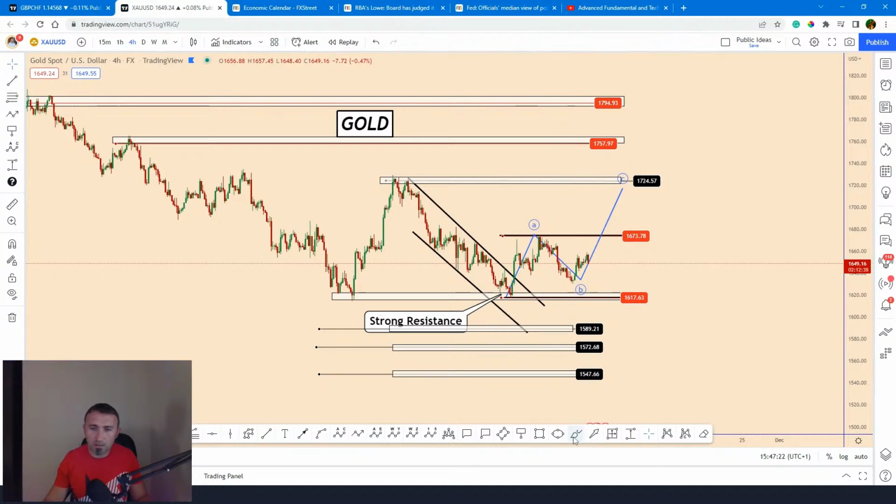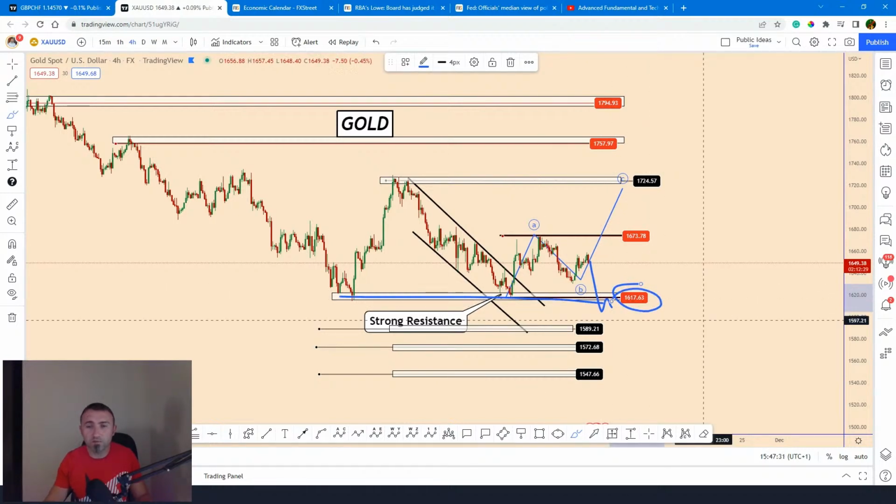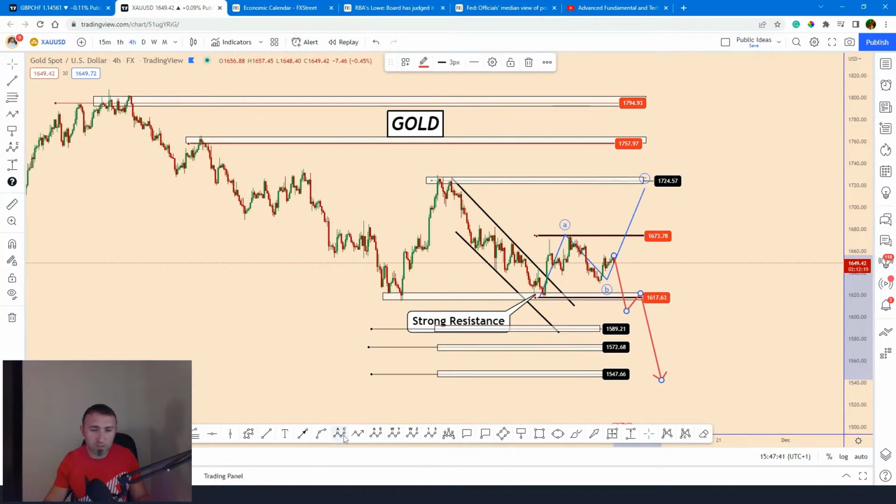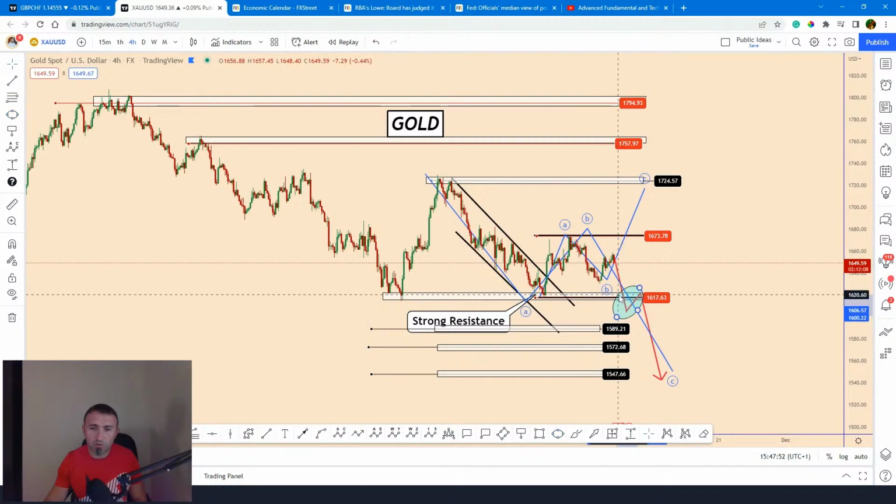And the second scenario is that if price is going to break down from the low 1617, the problem is that we may see the price to move lower after that, because it will complete a bigger part of the structure. So the minimum part that it will complete will be this zigzag on the opposite side. So for the bearish movement, we need the breakdown from this point.